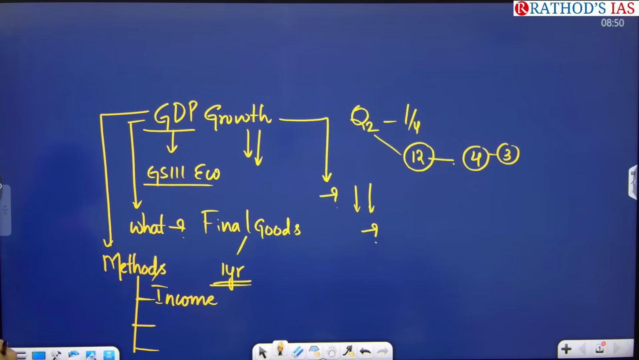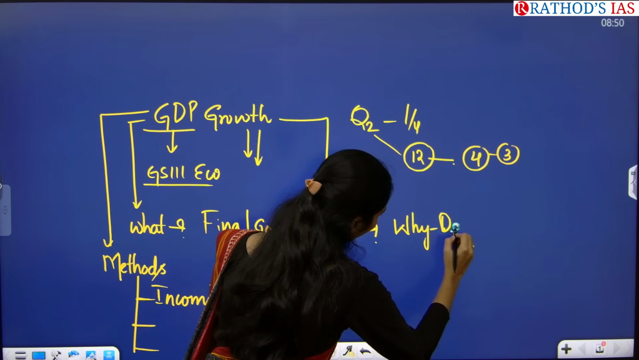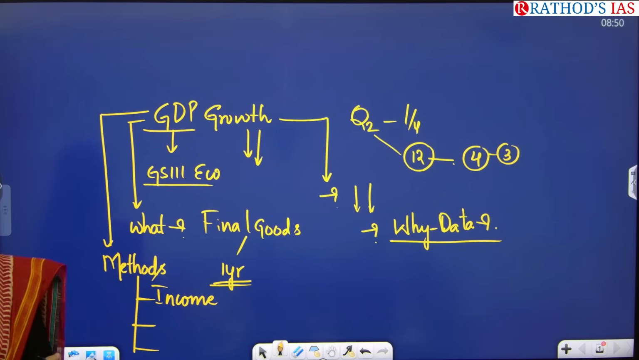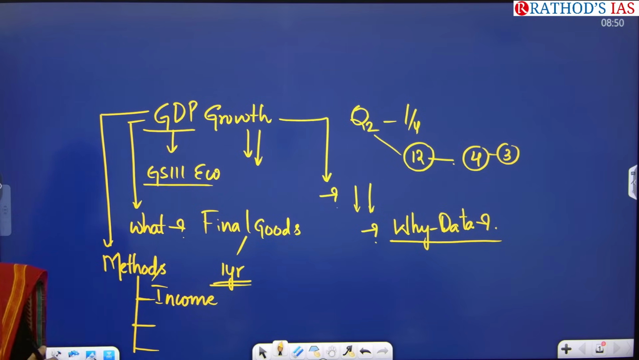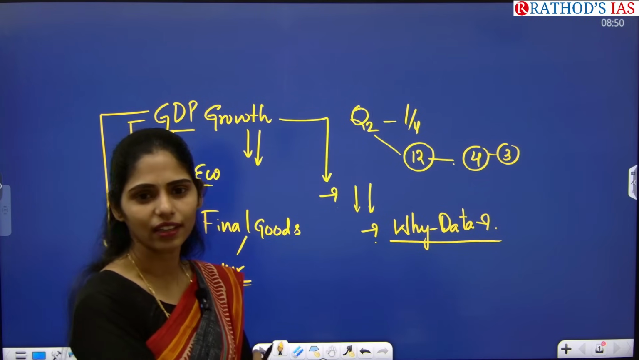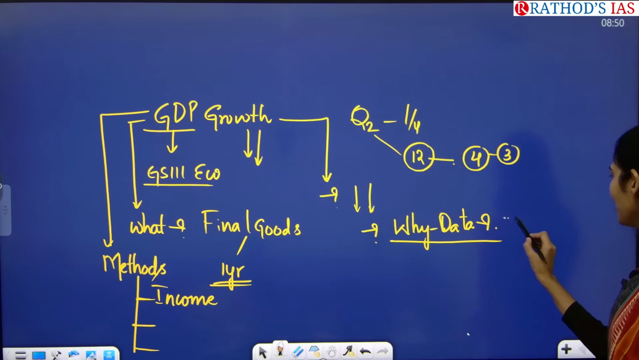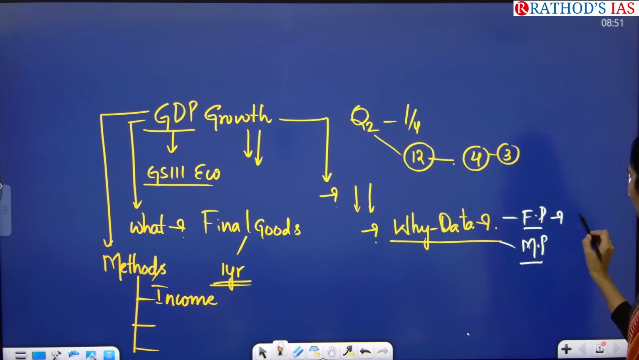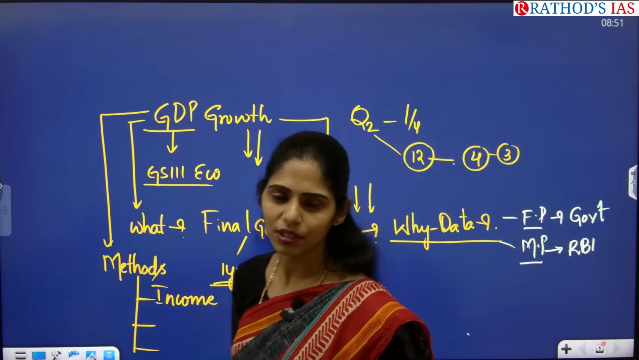So why do we have to go for these growth estimates? Why do we need this data? Is that data necessary? Then why? What will we do with this data? We have fiscal policy and we have monetary policy. What is this fiscal policy? It is the government policy. What is this monetary policy? By RBI. So for proper fiscal policy and monetary policy, we need this data.